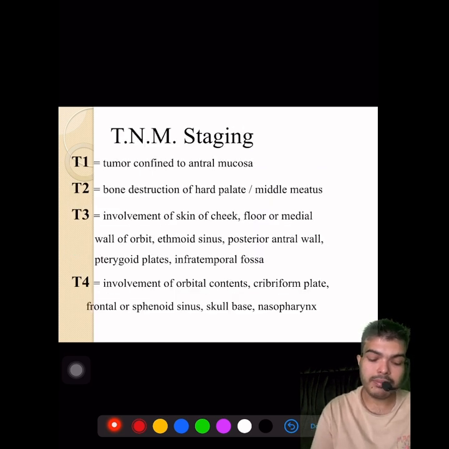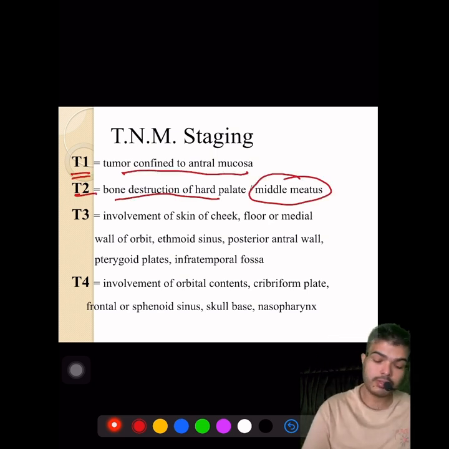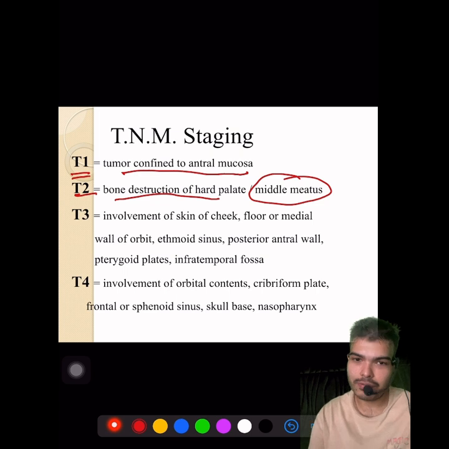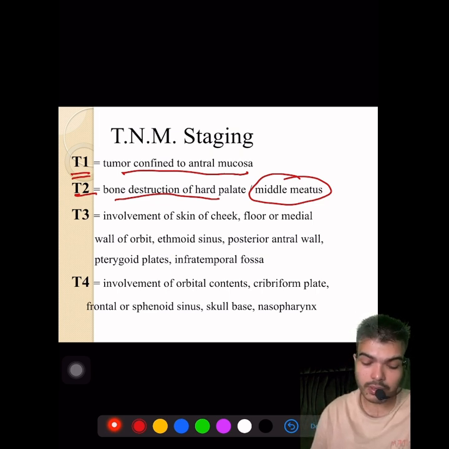T1 means tumor confined to the internal mucosa. Okay, sorry, I got confused over here. The TNM classification which I told you latest is the classification for nasopharyngeal cancer. I'm very sorry, I just got confused with this one.